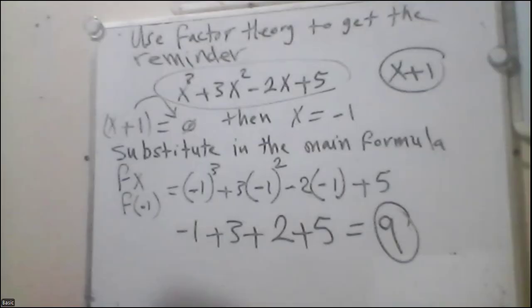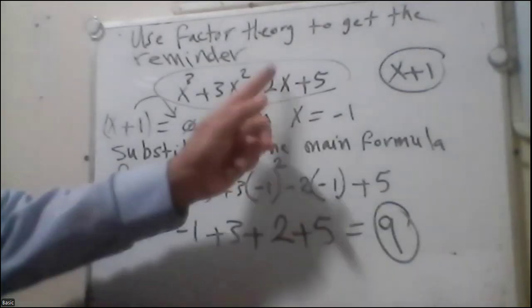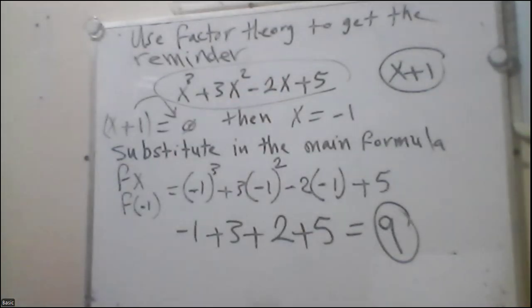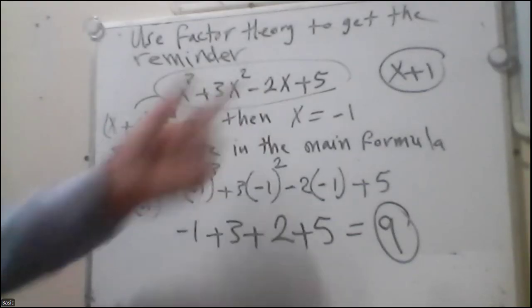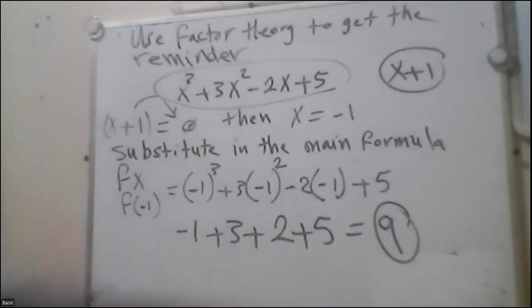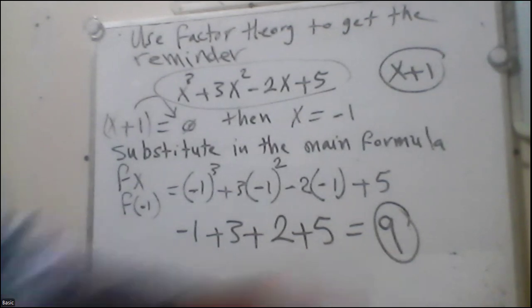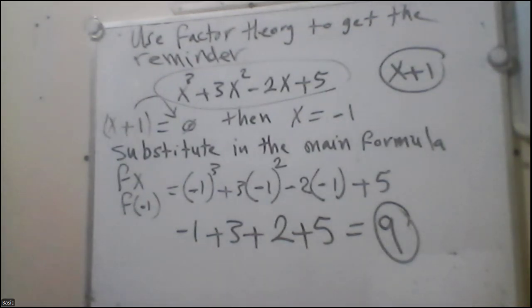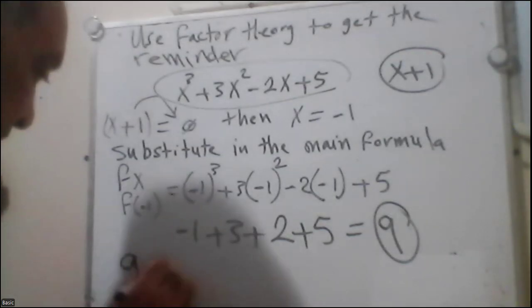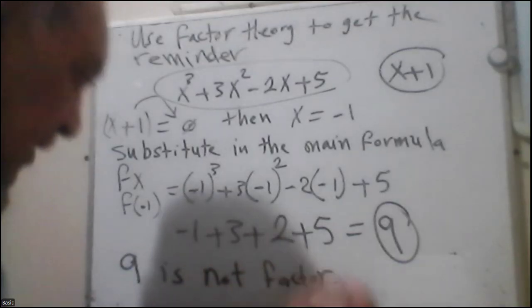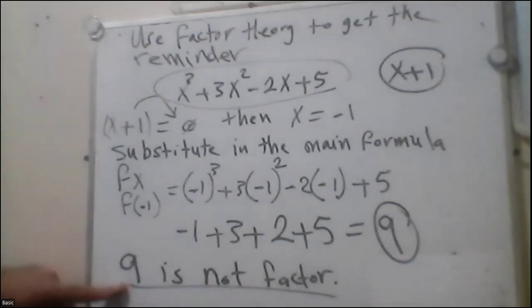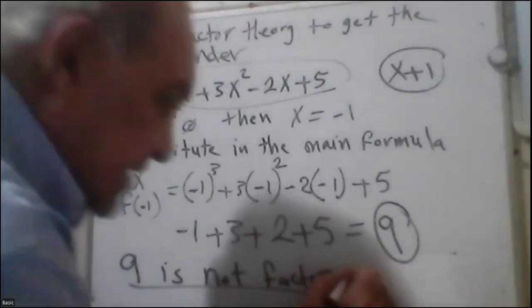It's the same remainder which was in the previous example, which is the same example we did with the division, and it gave me the same number. So the remainder was 9. Since this 9 is not 0, it means x plus 1 is not a factor.